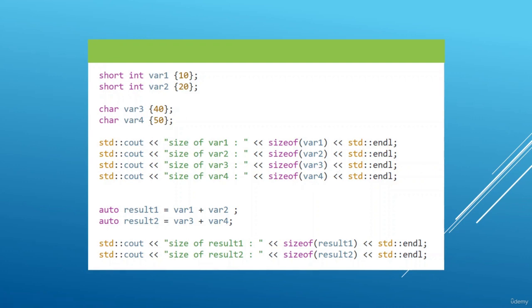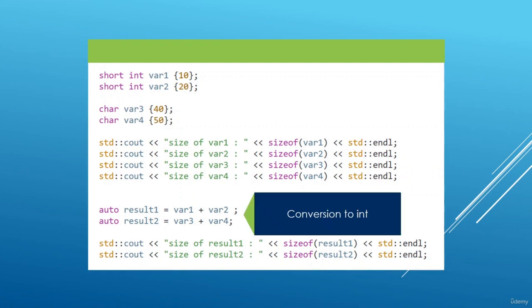But the catch is down here. If you try to add them up, the result is not going to be the same type as the things you added up, and you would expect auto to deduce to the same type as var1 and var2. And it's not. Result is going to be an integer because int is the smallest type for which we can support these arithmetic operations. So if we print sizeof result 1 and result 2, we're going to get 4. But this is the behavior you're going to get, and we need to be aware of it.